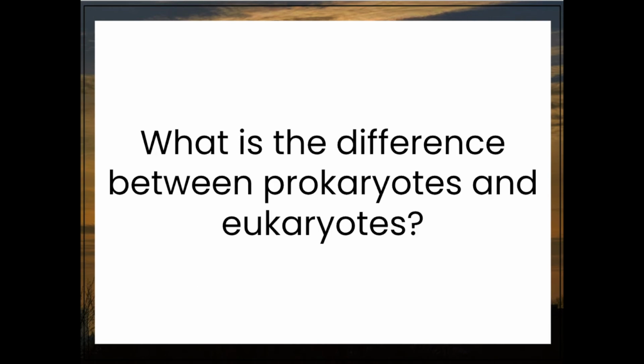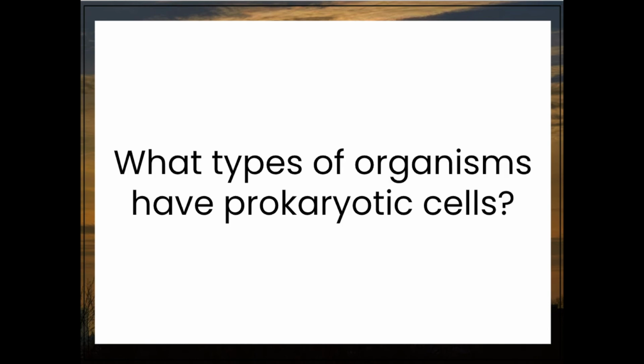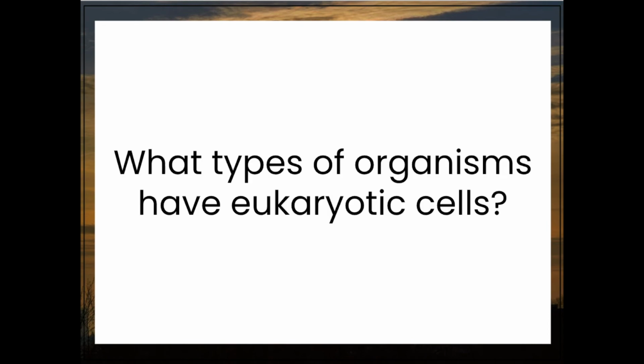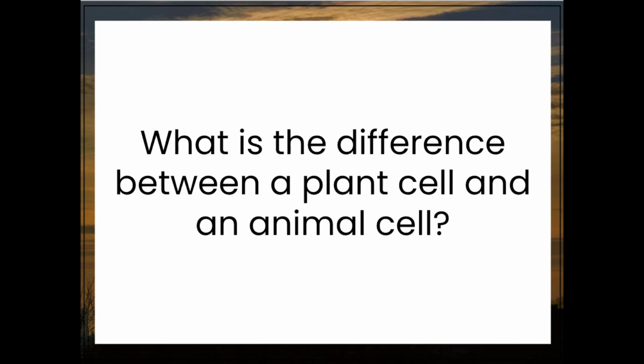What is the difference between prokaryotes and eukaryotes? Prokaryotes do not have a membrane-bound nucleus or membrane-bound organelles. Eukaryotes have all of these things. What types of organisms have prokaryotic cells? Bacteria and archaea. What types of organisms have eukaryotic cells? Protists, fungi, animals, plants.